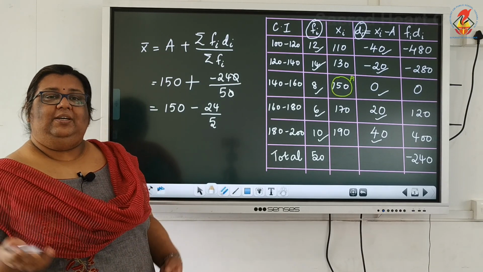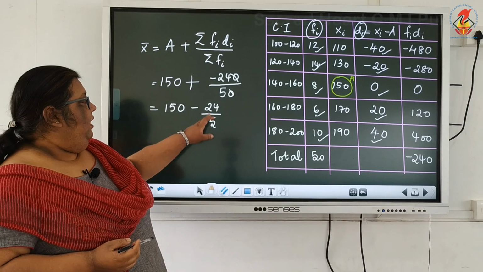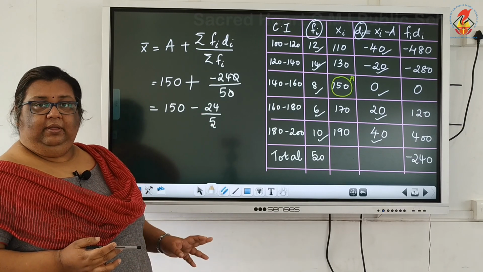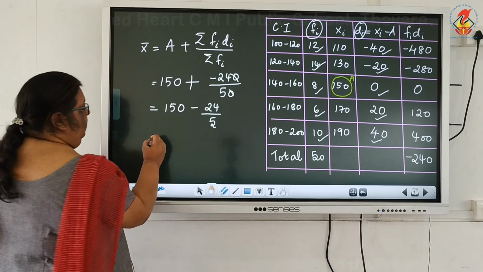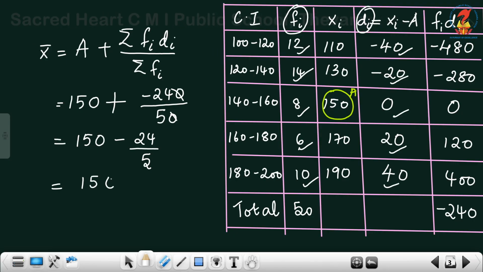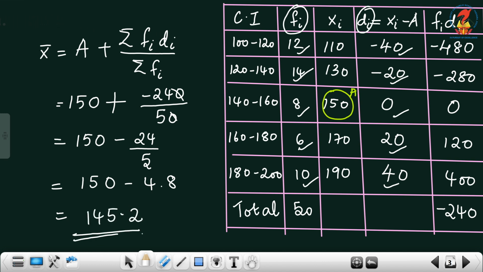But the easier way will be to divide 24 by 5. You will get a decimal value. And here it will be 150 minus 4.8. After subtracting, you will get the answer as 145.2.